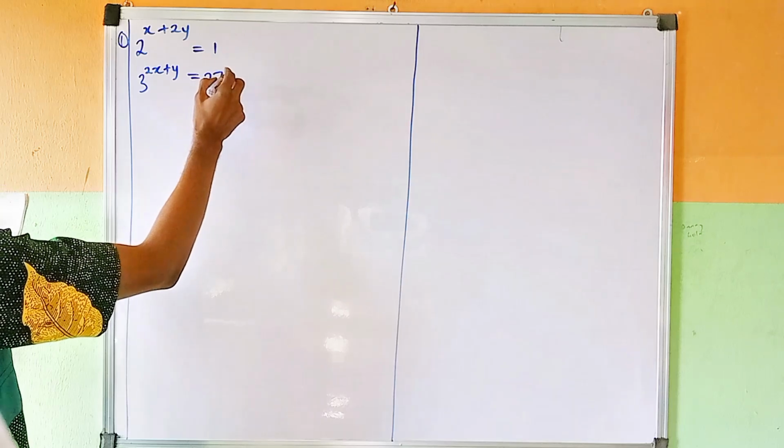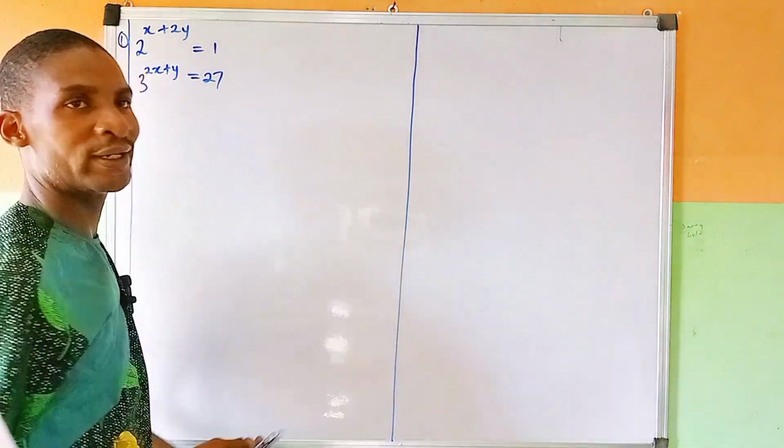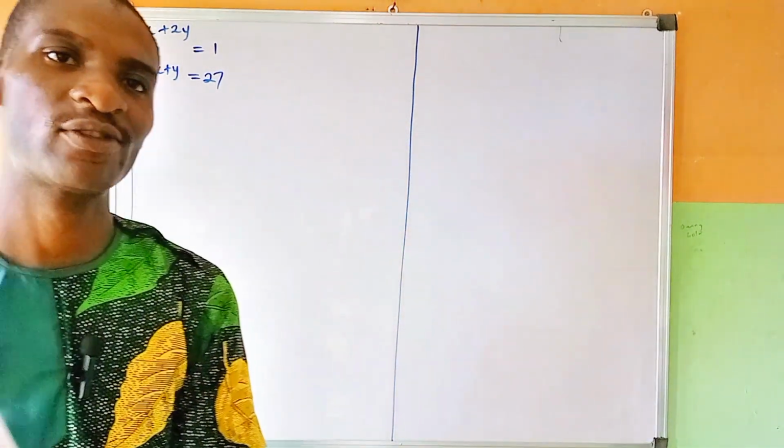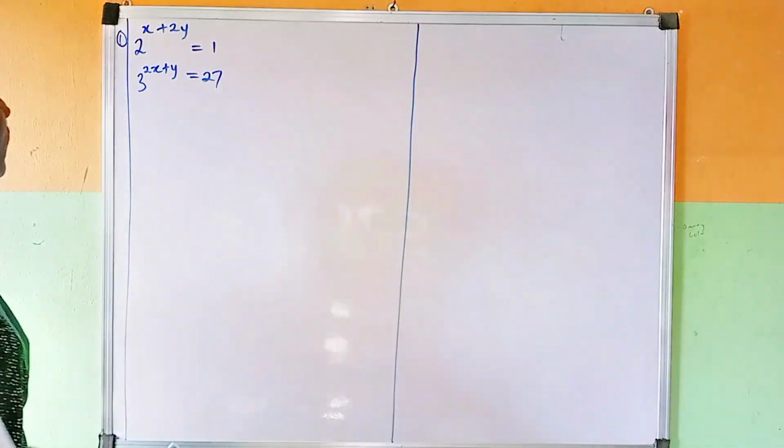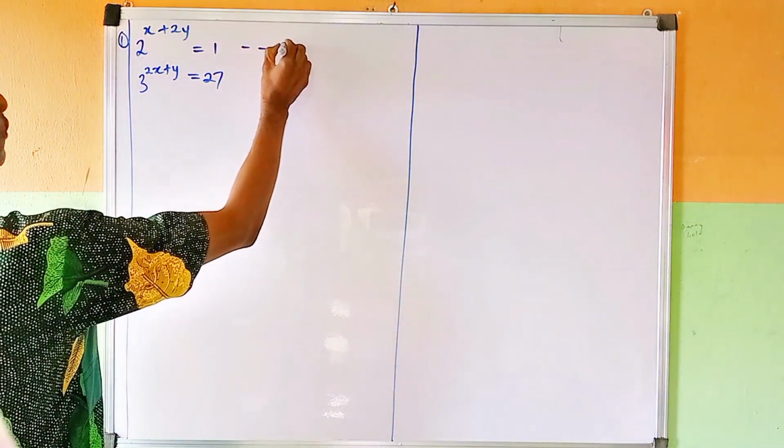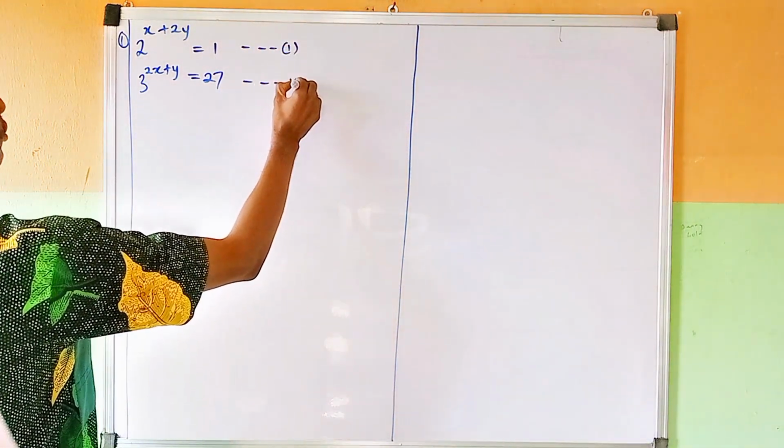Okay, it is 7. And you were asked to find the value of x and y. So how do we answer this question? This is equation 1, this is equation 2.